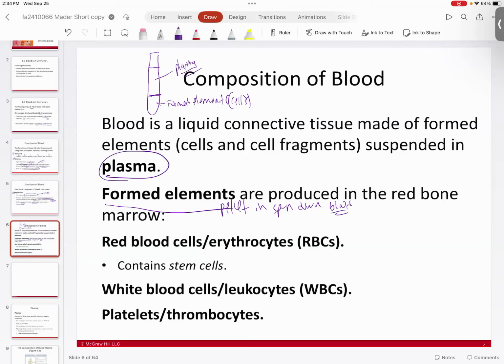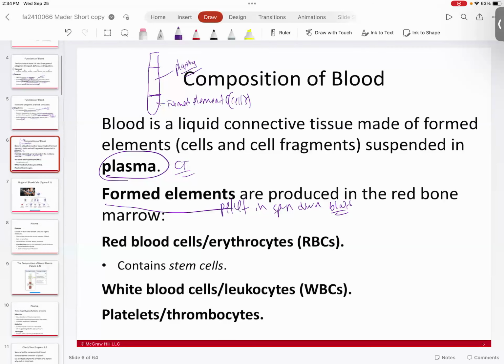So the plasma is actually the connective tissue that we think of. Remember we talked about blood as a fluid connective tissue? It's the plasma that's the connective tissue because this fluidy matrix is what's supporting the cells that are in it. So it's a supportive structure. There's a lot of things in the plasma. We'll talk about the plasma in a second. But in the formed elements, what are we going to find there?